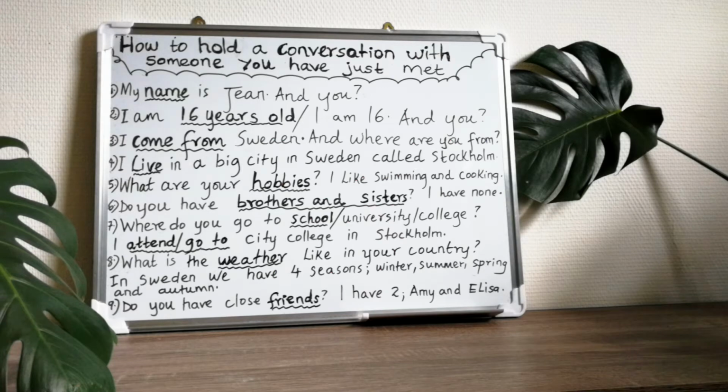Number 5. The next thing that you should inform someone you have just met is your hobbies. Hobbies mean interests. What sort of things do you like to do during your free time? What sort of things do you like to do for fun? What sort of interests do you have?